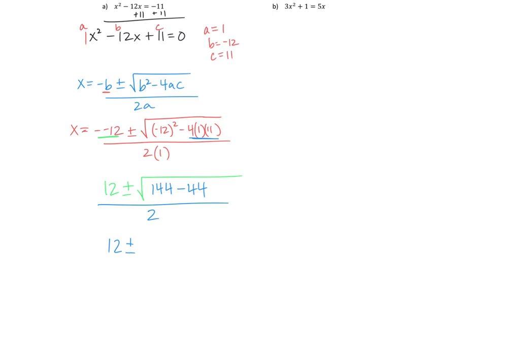If I do 144 minus 44, that's 100. Okay, so I'm just going to think in my head, well, what is the square root of 100? That's 10. And then over 2. And I'll put my x equals. All right, so now I'm going to come up finally with my two solutions.